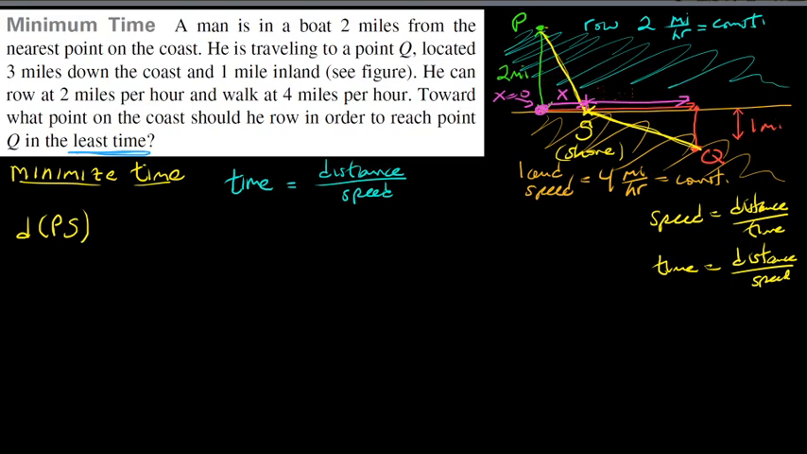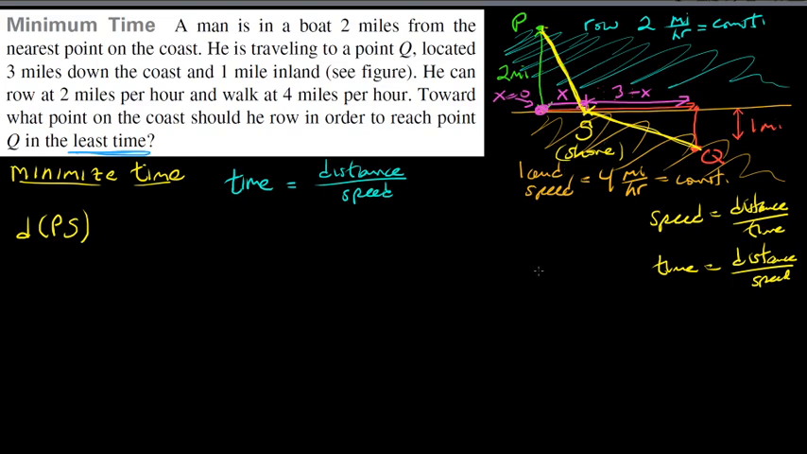Then this distance has to be 3 minus x, so that the total distance from here to here, x plus 3 minus x, is just 3 miles. Make sense? Okay, good. So the question remains, what's the distance from P to S, this yellow distance here?